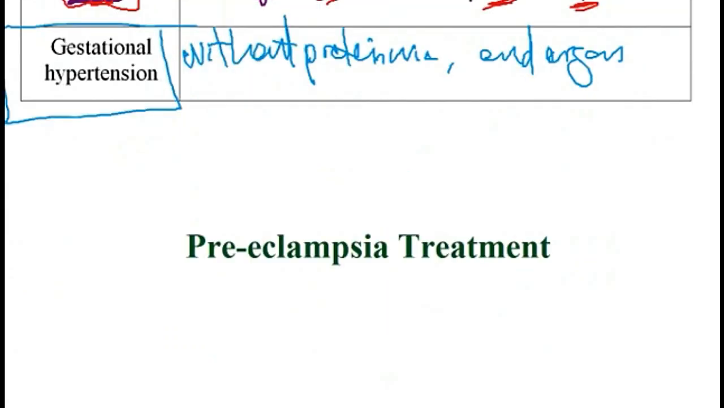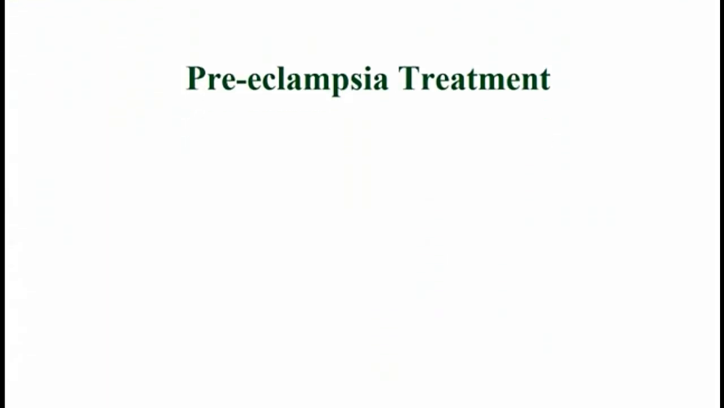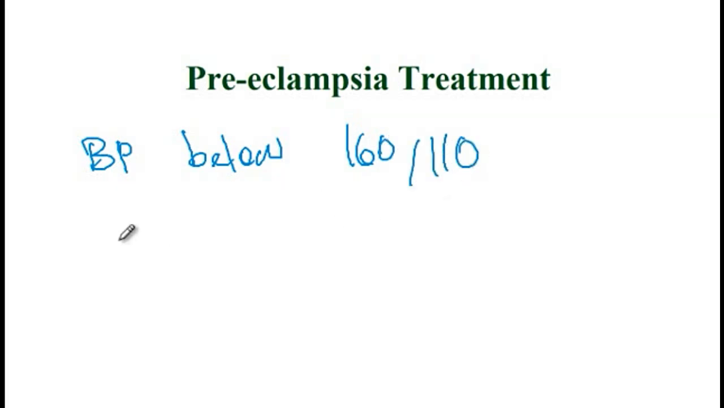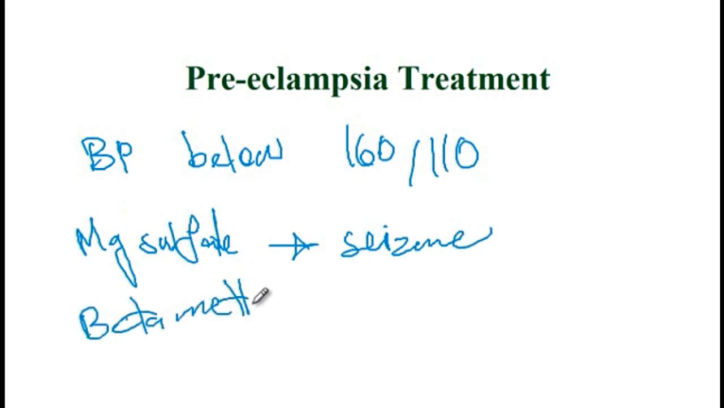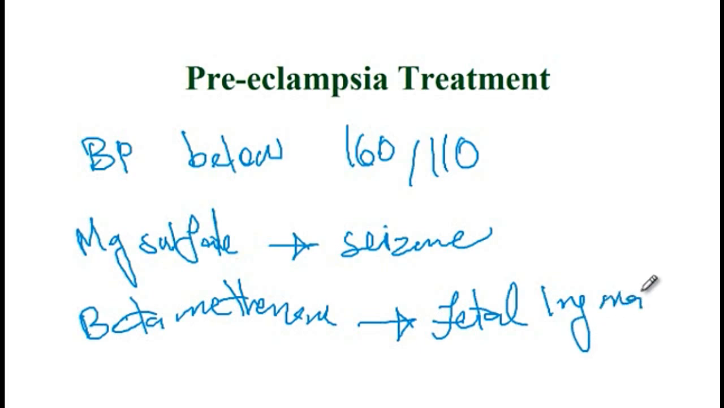So for the treatment of preeclampsia, as I mentioned earlier, you will have to bring the blood pressure below 160 over 110. And then you can provide these patients with magnesium sulfate for seizure prophylaxis, and then betamethasone to enhance fetal lung maturity.